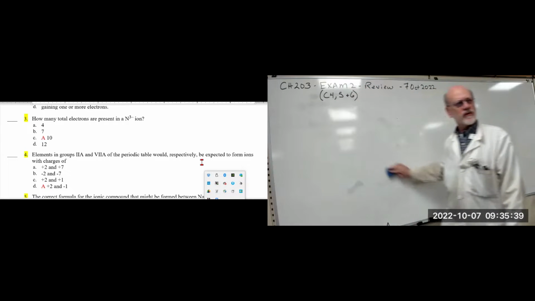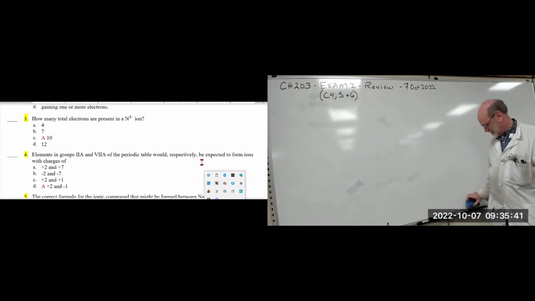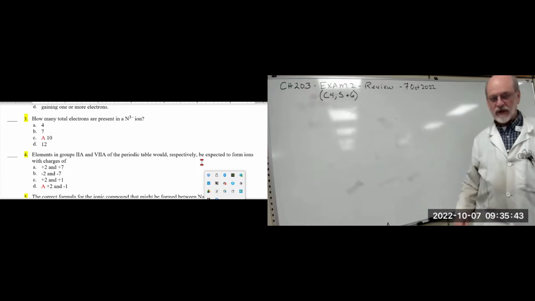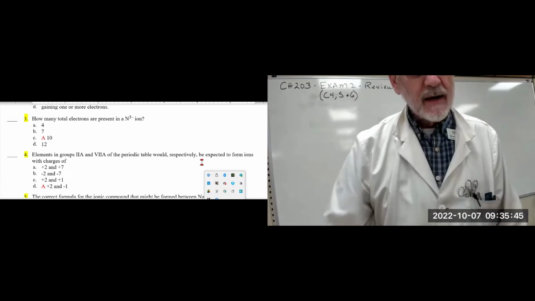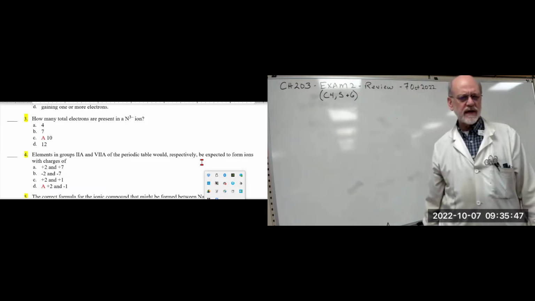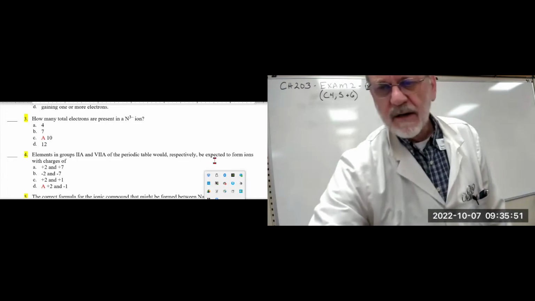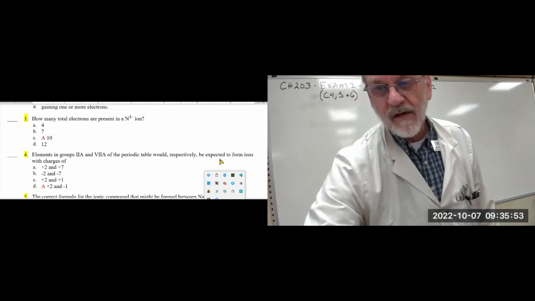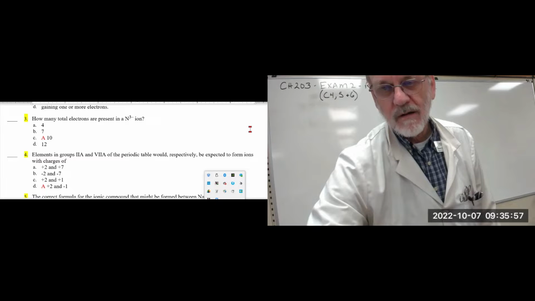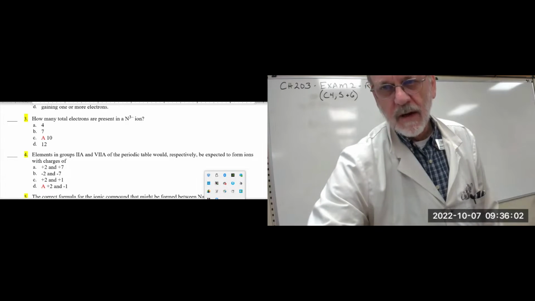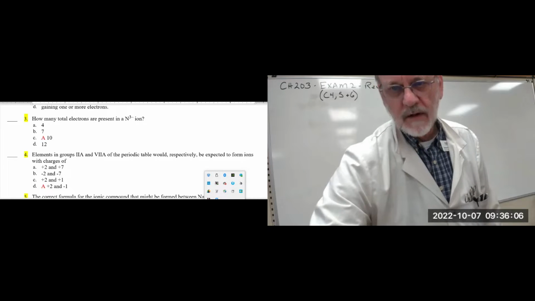Is anybody having trouble with these concepts? No? Okay, that's good. Elements in group 2A and 7A of the periodic table. I got that in the way now. Come on. I'm gonna have to get rid of that. There we go.